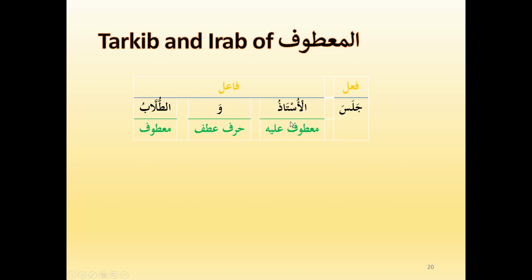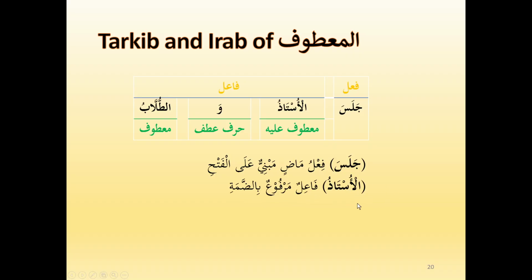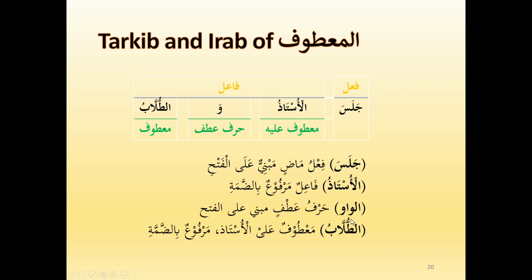Now about ma'tuf alayh and harf ataf and ma'tuf. So this is what it is following, the ma'tuf alayh. For Tarkib we say all three. For Irab we only say two. So here jalasa again, ustad again, and harf atfin mabni ala fat. You know all hurufs are mabni, they don't have a mahal. And at-talibu is your ma'tuf.